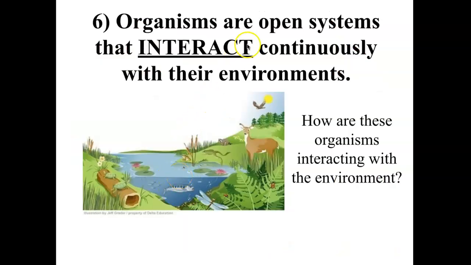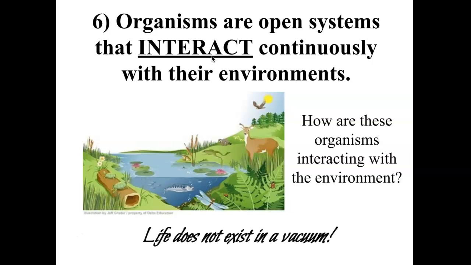Number 6, organisms are open systems that interact continuously with their environment, which essentially means that organisms aren't vacuum sealed, right? They are constantly interacting with each other, and those interactions are important. So when you look at this particular environment, you can see all the different animals. So they are interacting with their environment. You can see that the deer depend on the grasses, right? Because they're going to use that as a food source. The fish is dependent on being in a water environment. It's also dependent on whatever its food source is, insects or smaller fish.